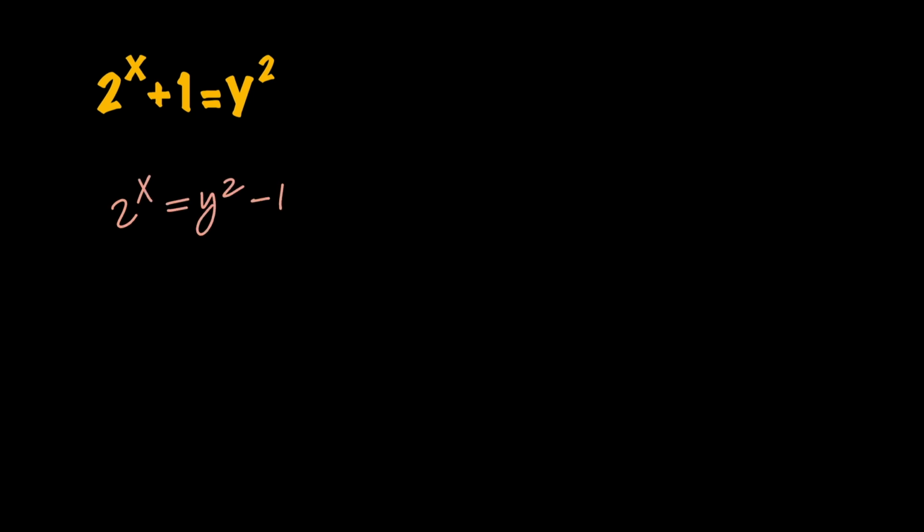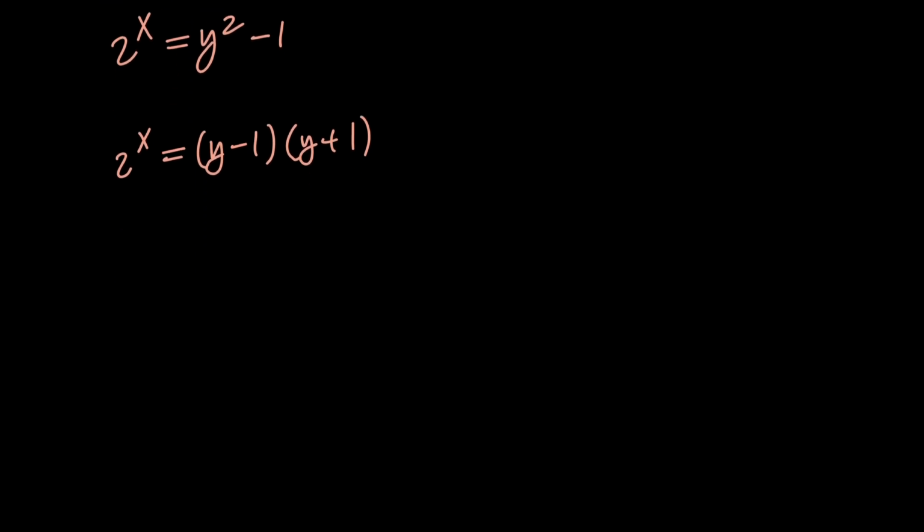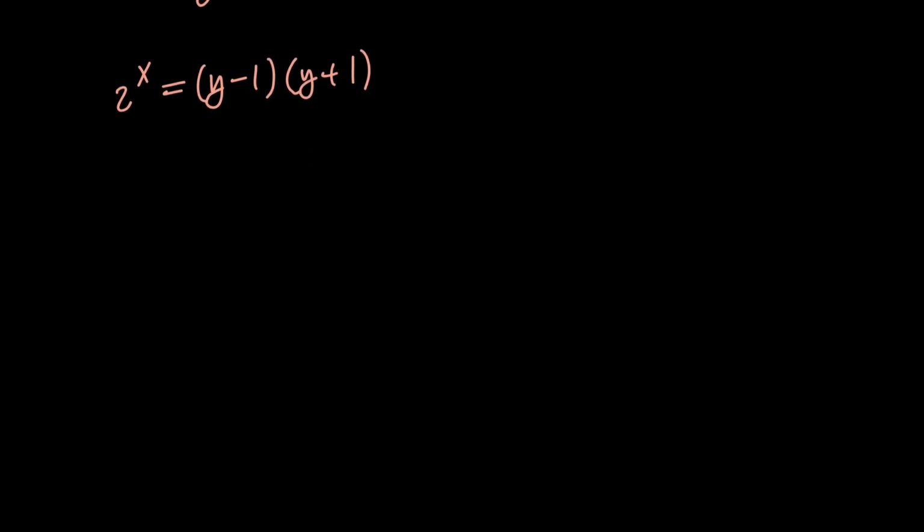Now, if you look at the right-hand side, we have a difference of 2 squares. Therefore, we can factor the right-hand side into y minus 1 times y plus 1. Now, let's take a second and look at this equation. On the left-hand side, we have 2 to the power of x. We only have powers of 2. We only have factors of 2. Therefore, I can conclude that the factors on the right-hand side should be some factors of 2.